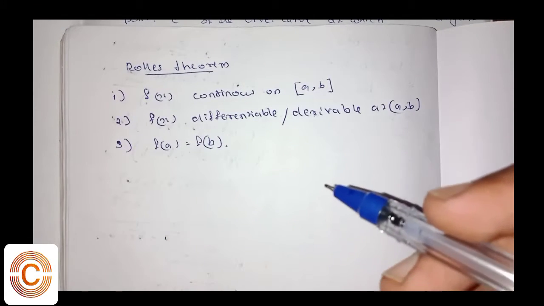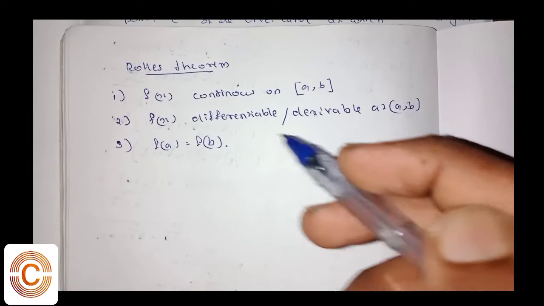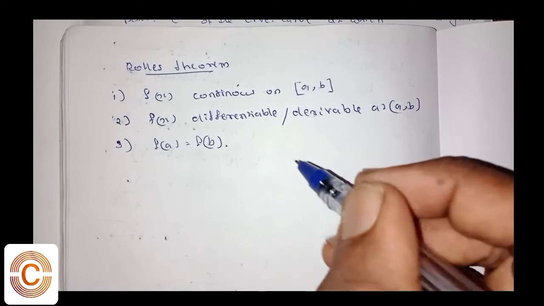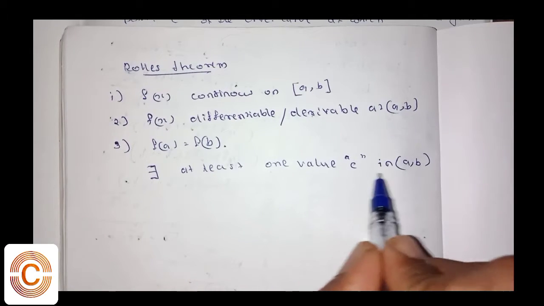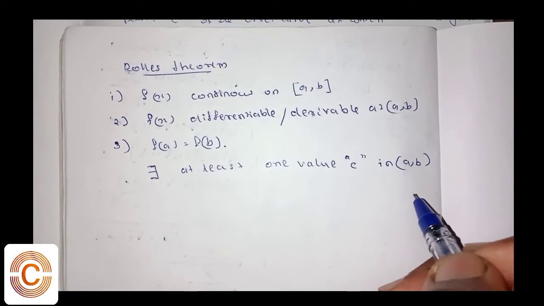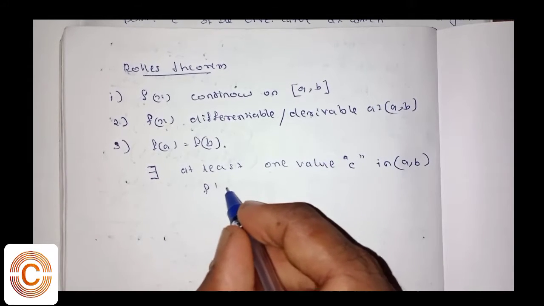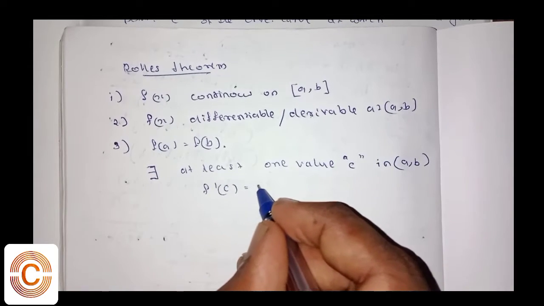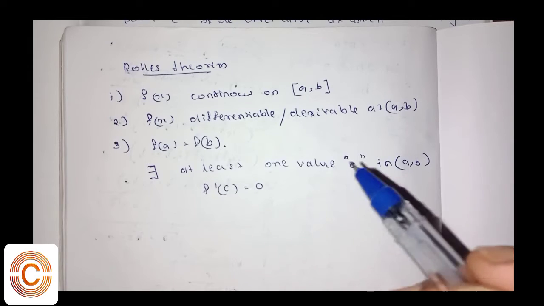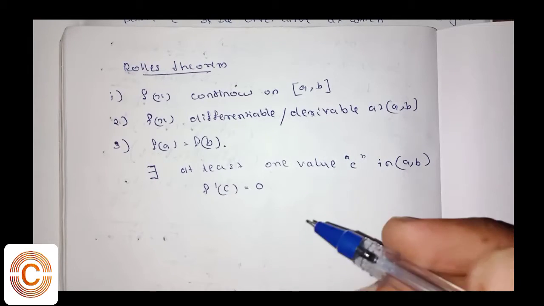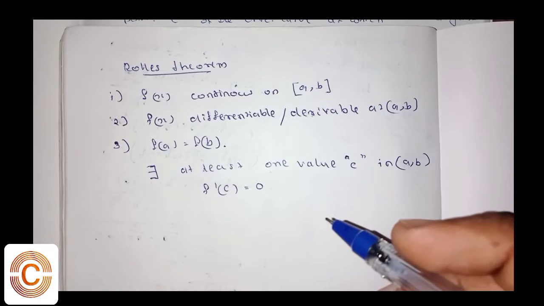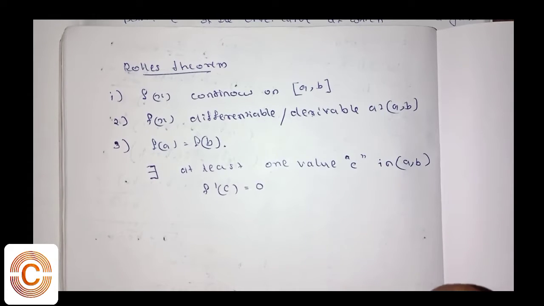So when the given function satisfies the three conditions, then we can say that by Rolle's theorem there exists at least one value c in the open interval (a, b) such that f dash of c is equal to 0. So these are the basic properties under Rolle's theorem. So let's solve some questions based on these properties. It helps us understand more about Rolle's theorem. So let's do some questions.